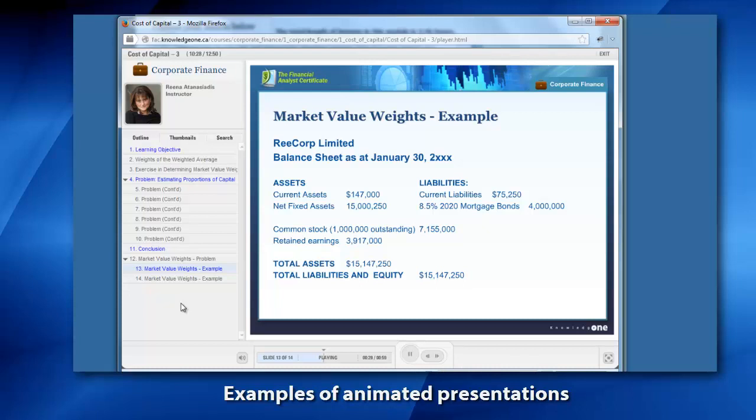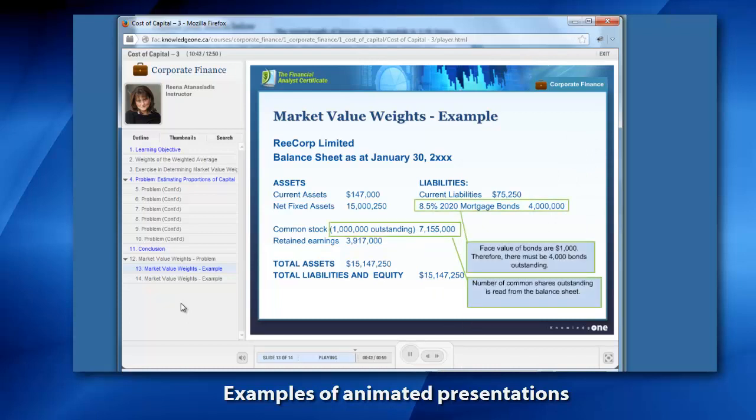Now we need to do a little bit of math to figure out just how many outstanding bonds there are. Unless otherwise specified, you can assume that the face value of each bond is $1,000. So if they're showing $4 million of long-term debt issued as bonds, then we can determine that there are 4,000 bonds outstanding with a face value of $1,000, giving us a total long-term liability for those bonds of $4 million.